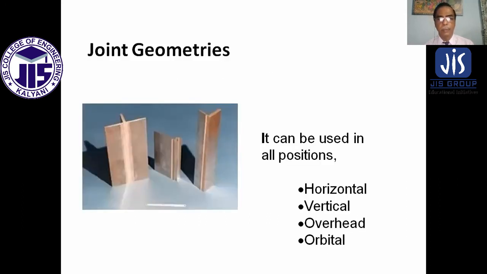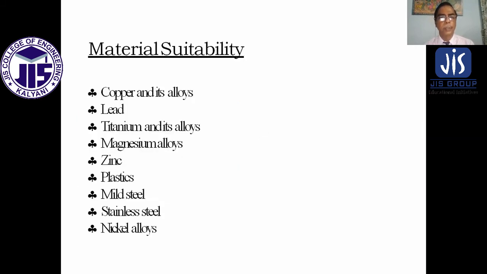Joint geometries: it can be used in all positions, horizontal, vertical, overhead, orbital. These are the joints. So horizontal, vertical, overhead, orbital, all the positions can be joined by friction stir welding. Material suitability: copper and its alloys, lead, titanium and its alloys, magnesium alloys, zinc, plastics, mild steel, stainless steel, nickel alloys.